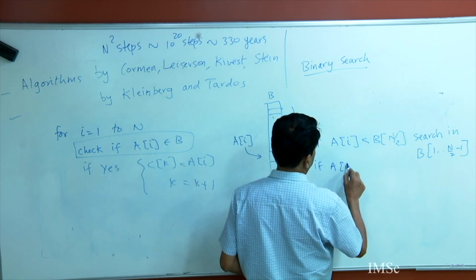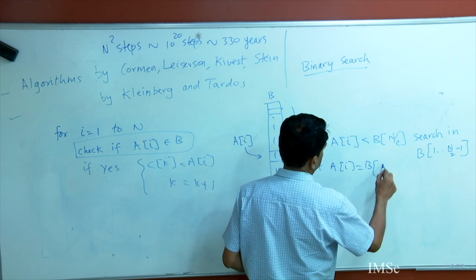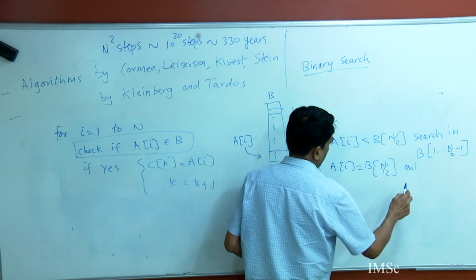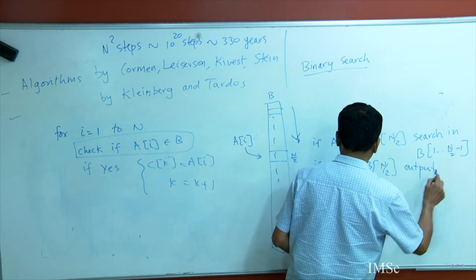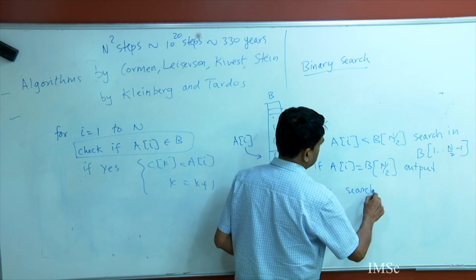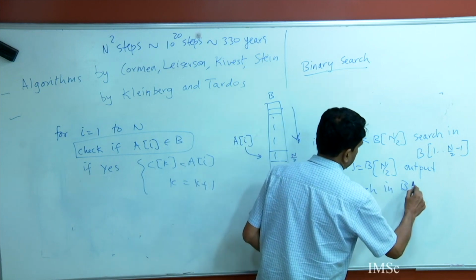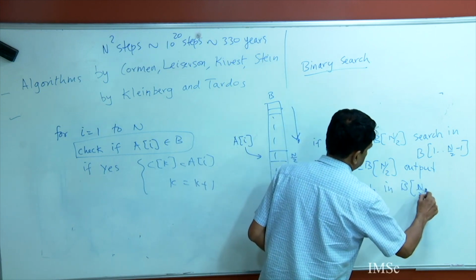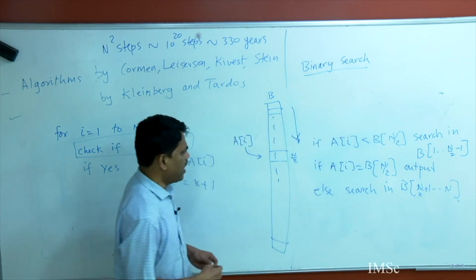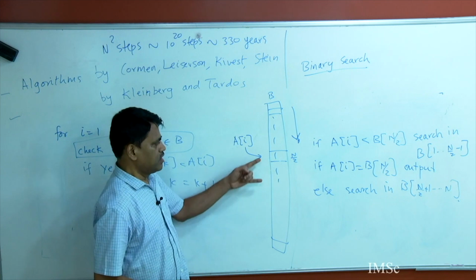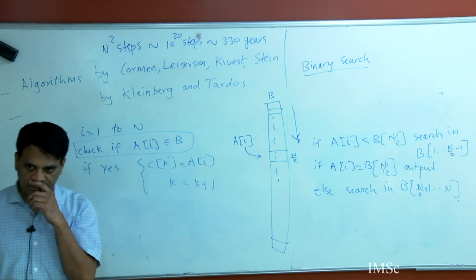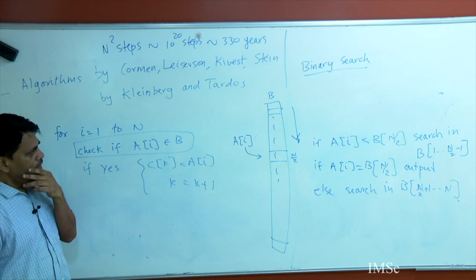Else, if A_i equals B_{n/2}, then output it, and else search in B_{n/2 plus 1} to B_n. If A_i happens to be bigger than this, then I know that it's going to be only here, right?